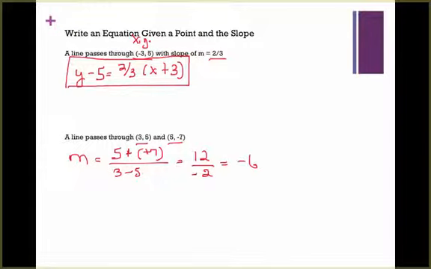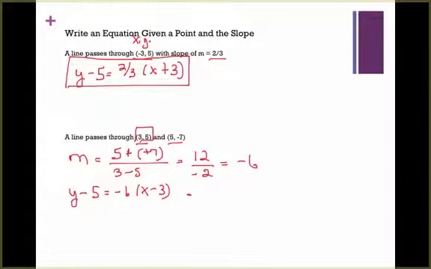Now I can go to point-slope form, which says we take y minus y1. Now in this case, it doesn't matter which ordered pair I use, so I'm going to use this one first. So I'd have y minus 5 equals m, which would be -6, times (x minus my x1, which would be 3).